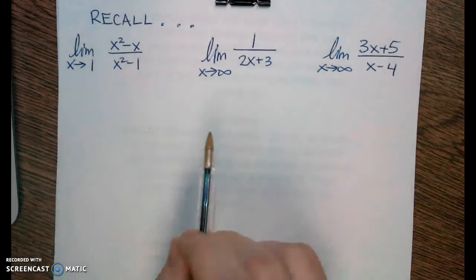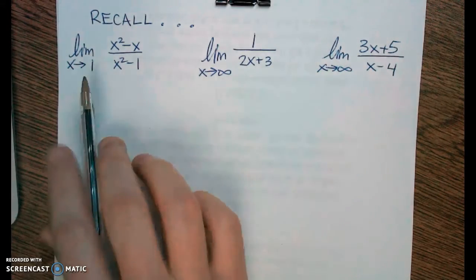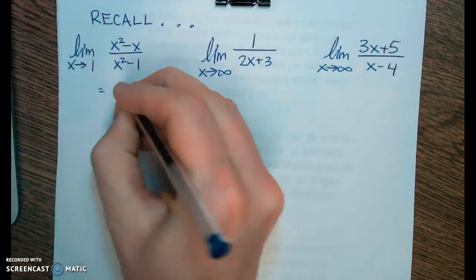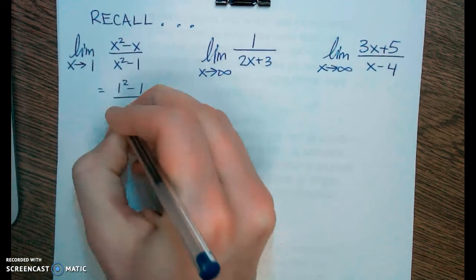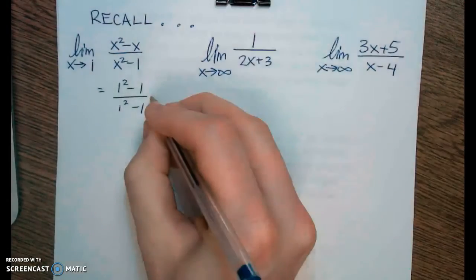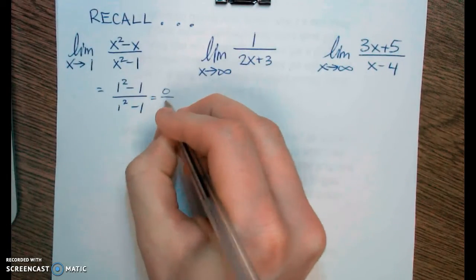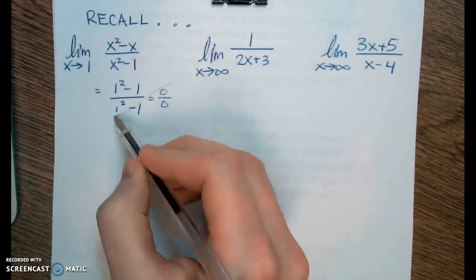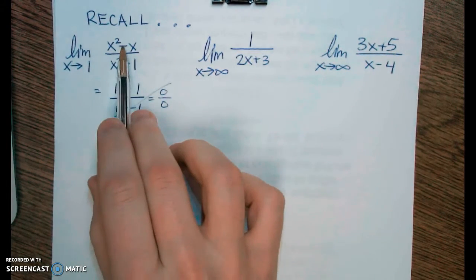All right, here we're going back to some old limits. So here we've got one where we can plug the 1 in and see what we get. So we've got 1 squared minus 1 over 1 squared minus 1. And then what happens here is we end up getting 0 over 0. So we can't have 0 in the denominator, so now we have to do something else. And instead, let's try factoring it.